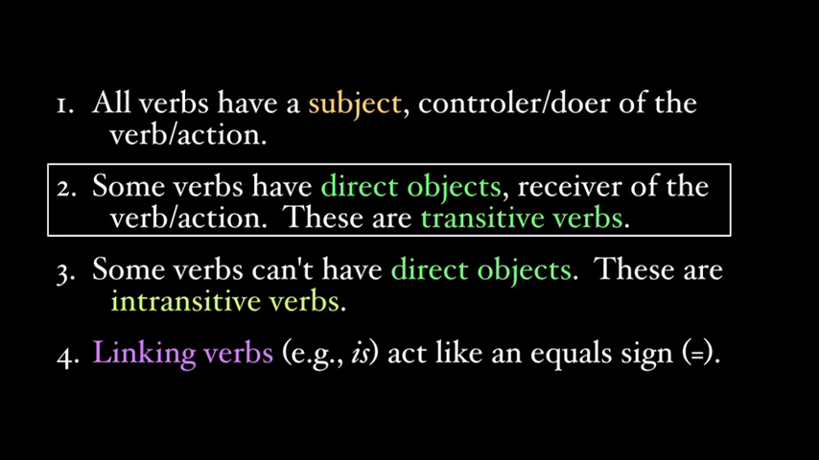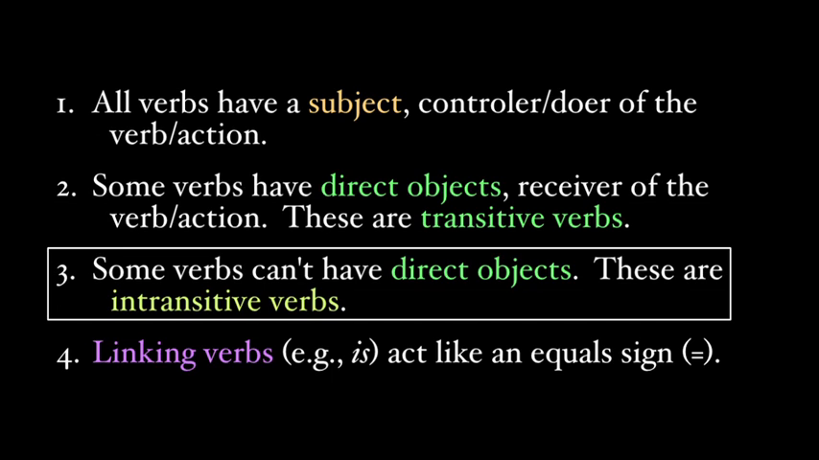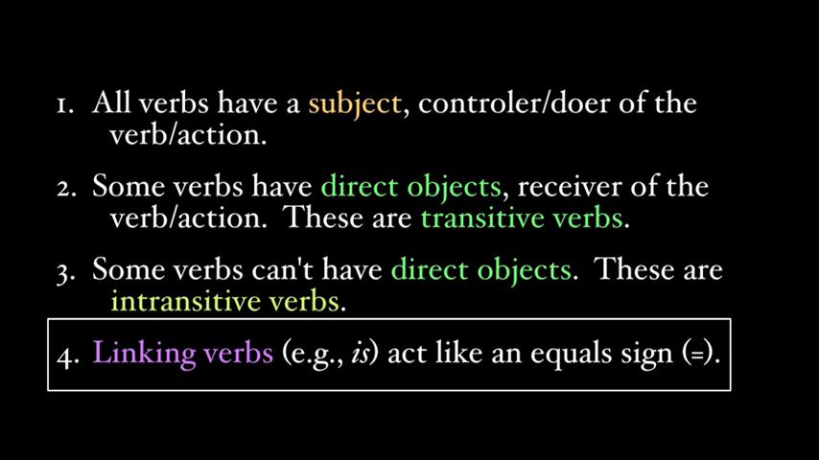If the patient sits in the chair, we can say that sits is an intransitive verb because it doesn't have a direct object, especially once you recognize that in the chair is a prepositional phrase. And if the patient's teeth are dirty, we can easily say that are, the plural form of is, is a linking verb.